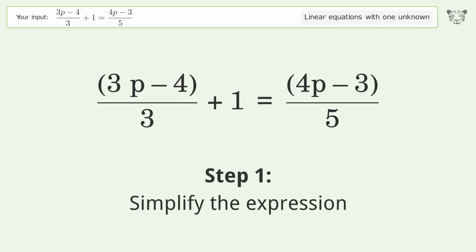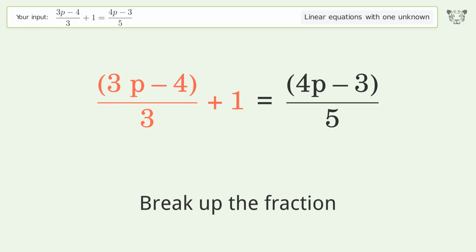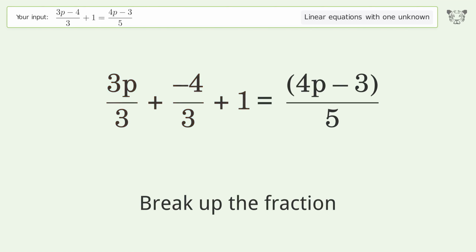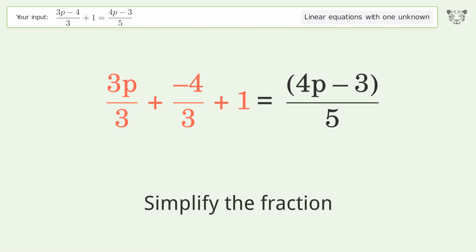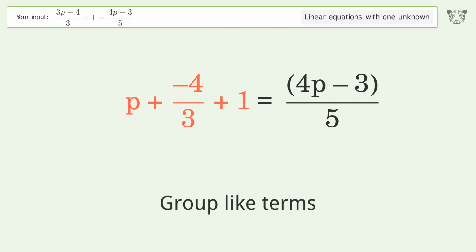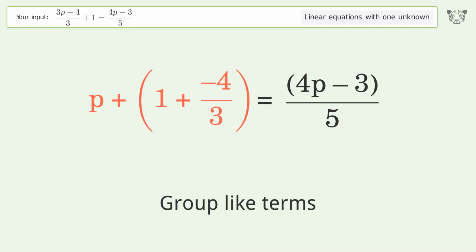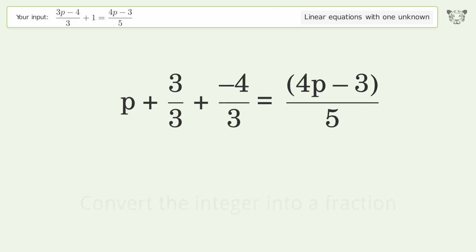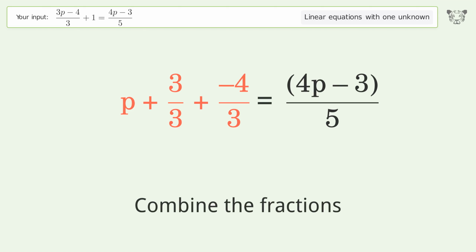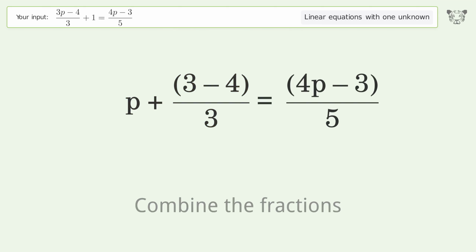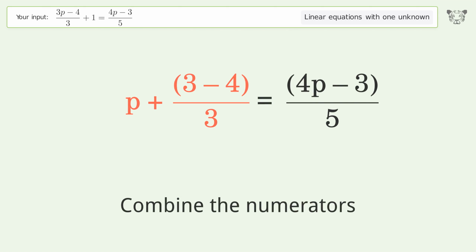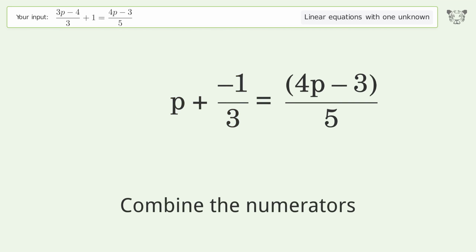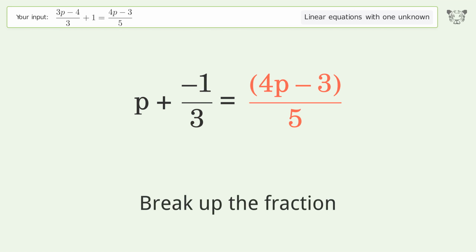Simplify the expression. Break up the fraction. Simplify the fraction. Group like terms. Convert the integer into a fraction. Combine the fractions. Combine the numerators. Break up the fraction.